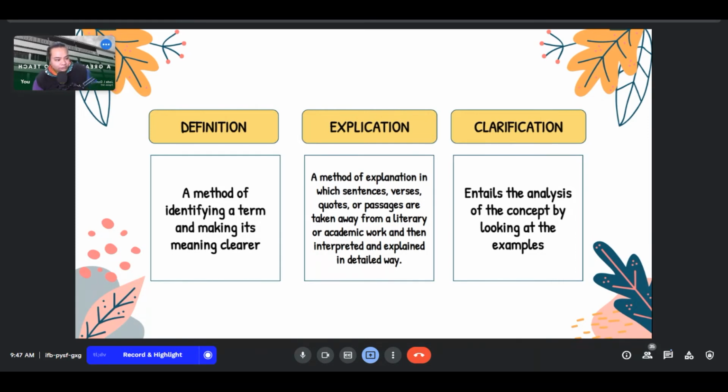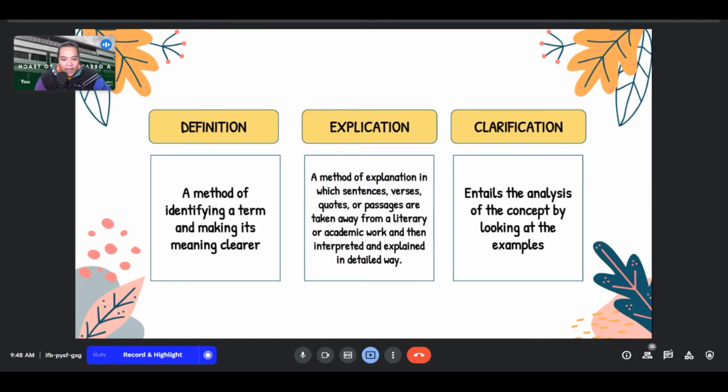Okay? Next, explication. Explication is a method of explanation in which sentences, verses, quotes, or passages are taken away from a literary or academic work and then interpreted and explained in a detailed way. Ang explication is a lot more complex than definition, but sometimes it's most effective, especially if the reader really wants to have a detailed explanation of what is happening in the concept itself.